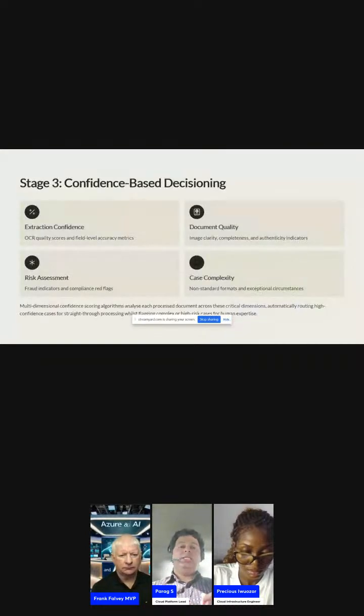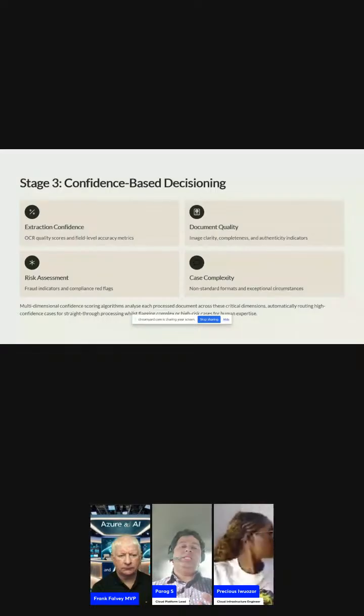The third stage is very much key: confidence-based decisioning. And as you know, AI is going to be a learning model. As and when you start using this model more and more, it's going to learn more, and the confidence score will be higher and higher for most of the documents.